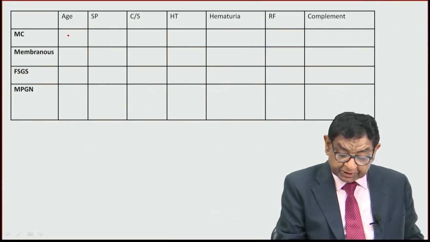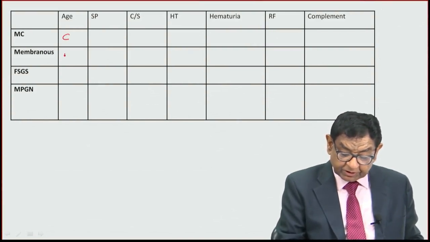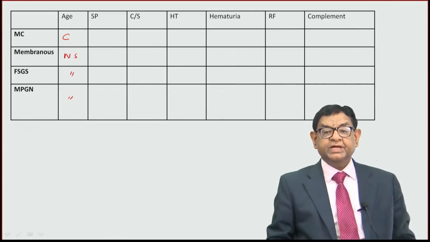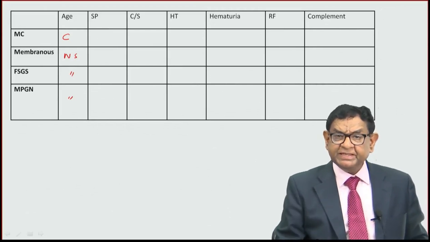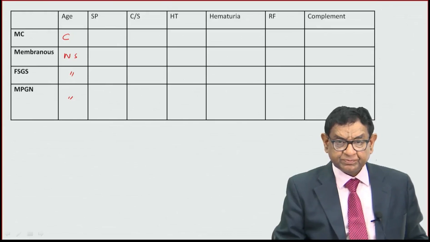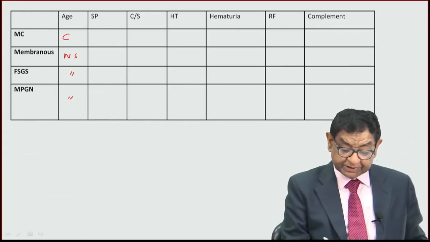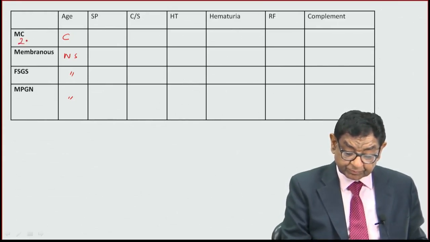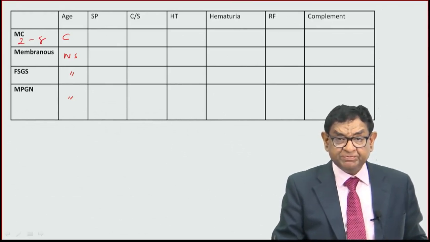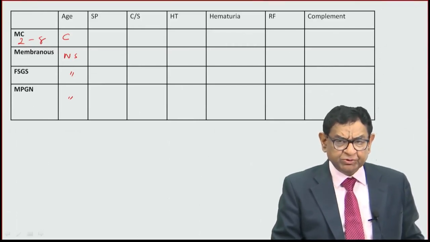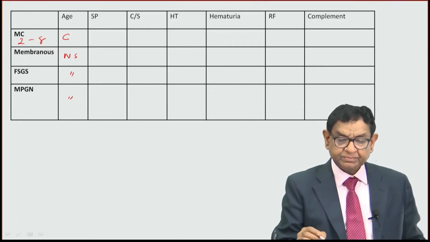This occurs in children, and this is non-specific. Now let me clarify what I mean by non-specific. Minimal change occurs usually in children. The usual age is 2 to 8 years. But as far as the other three are concerned, they are non-specific. They may occur in children and adults also. That's why I have used the term non-specific. Minimal change usually does not occur in adults.